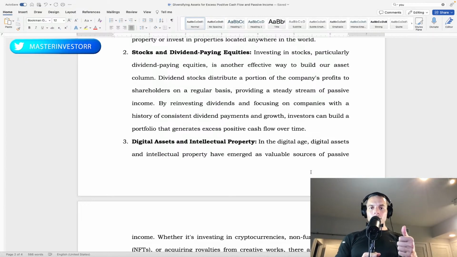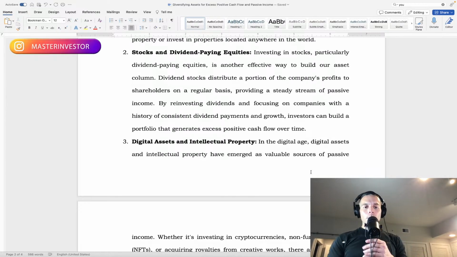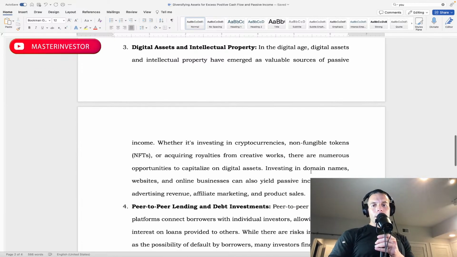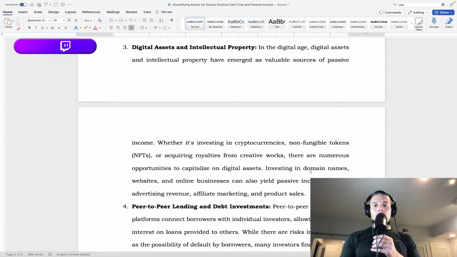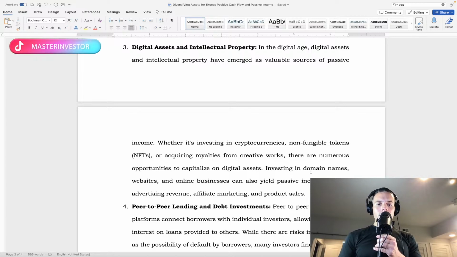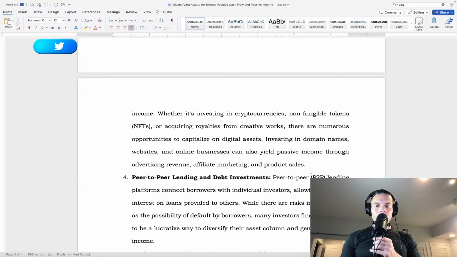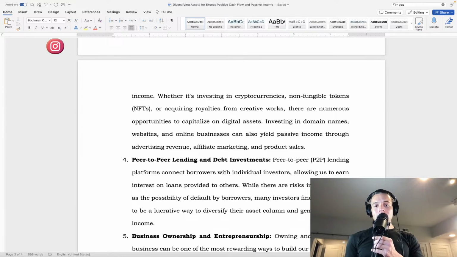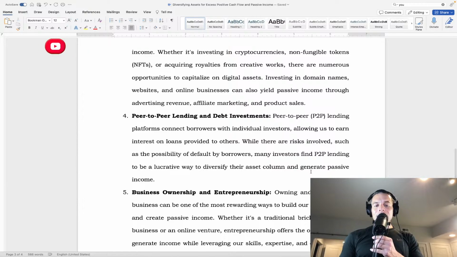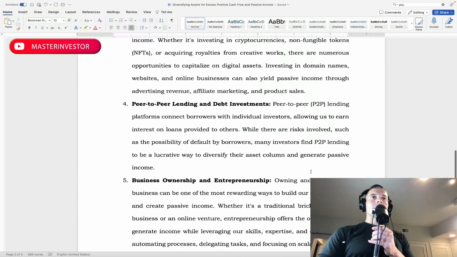We talk about it. Number 1, real estate. Number 2, business. Number 3, crypto. Number 4, paper asset. Number 5, commodities. Number 3 here, digital assets and intellectual property. In the digital age, digital assets and intellectual property have emerged as a valuable source of passive income. Whether it is investing in cryptocurrencies, non-fungible tokens, NFTs, or acquiring royalties from creative works, there are numerous opportunities to capitalize on digital assets. Investing in domain names, websites, and online businesses can also give us passive income through advertising revenue, affiliate marketing, and product sales.